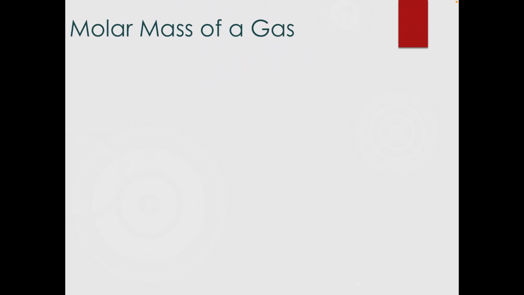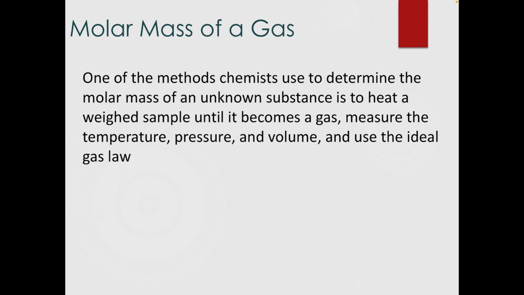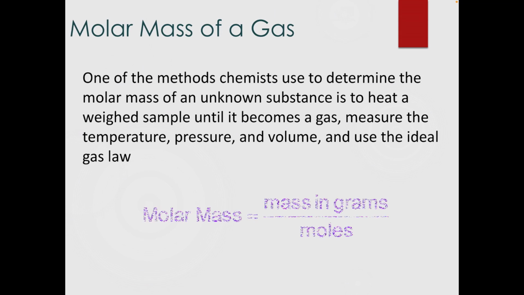So last time we were using our density calculation, and in it we were able to use the molar mass of a gas to calculate our density. Well, we can also use our density to calculate our molar mass of a gas. One of the methods that chemists use to determine the molar mass of an unknown substance is to heat the weighed sample until it becomes a gas, and then you can measure the temperature, pressure, and volume of the gas and use the ideal gas law to calculate the molar mass.